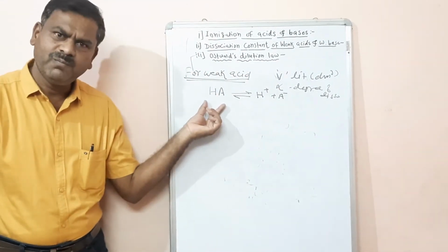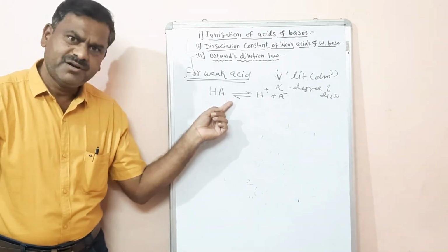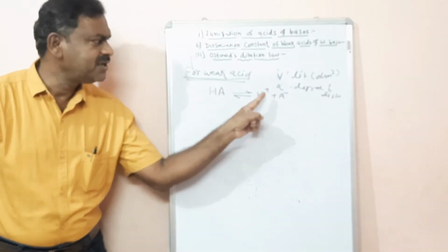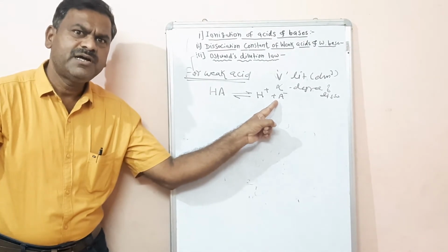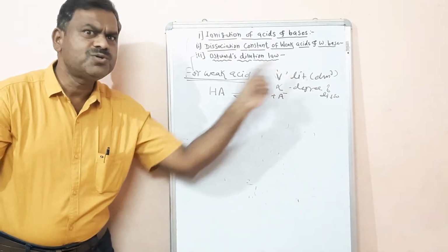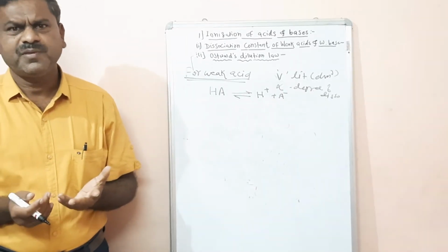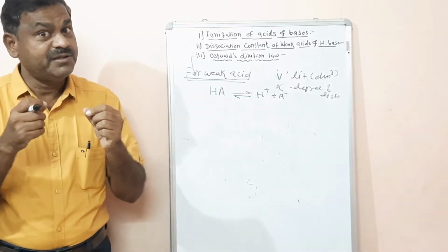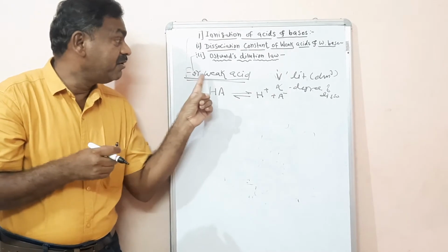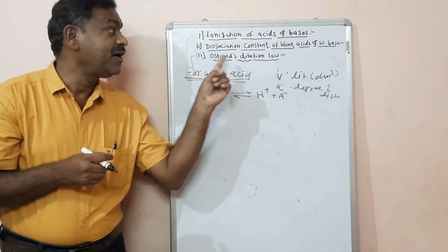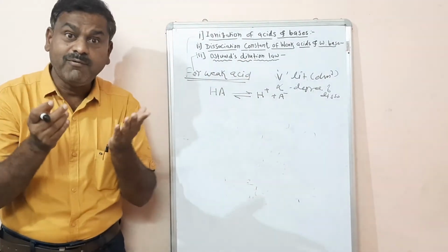This is the 1 mole HA dissociating, forming H plus and A minus ions, dissolved in V liters of solution, and let alpha be the degree of dissociation. We have to determine the Ostwald dilution law, or formula, for a weak acid.